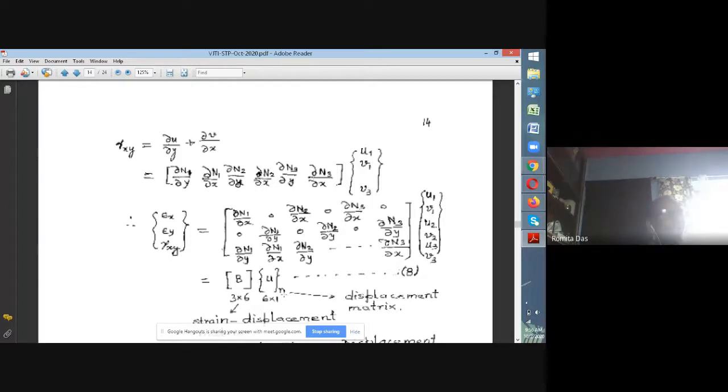B1 is just Y2 minus Y3. B2 is Y3 minus Y1, and B3 is Y1 minus Y2. And this delta N1 delta Y is nothing but C1. C1 is going to be X3 minus X2, and so on, for C2, C3. So all constants. And these are also C1 B1, C2 B2, C3 B3. So all constant. And therefore, you see the strain at any point within the element is just constant.